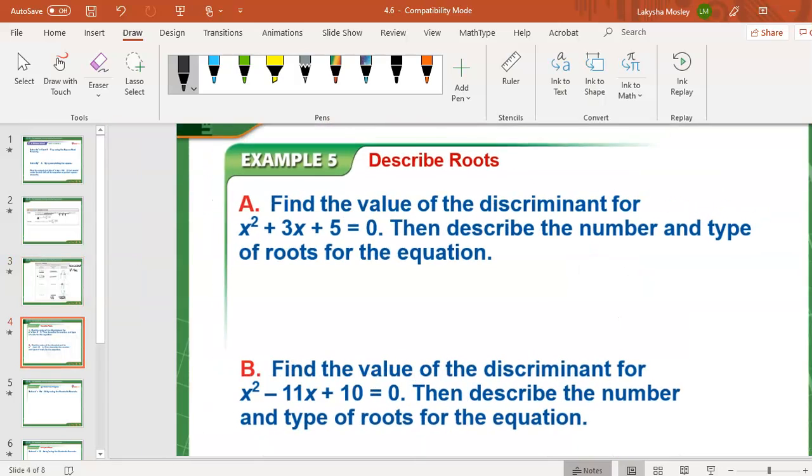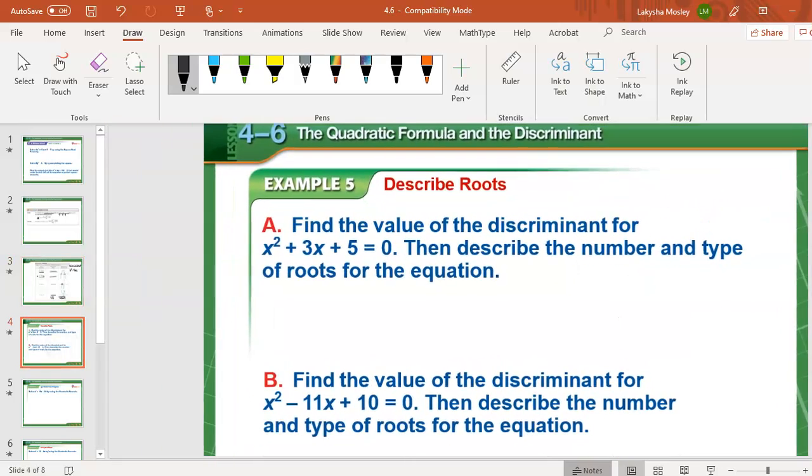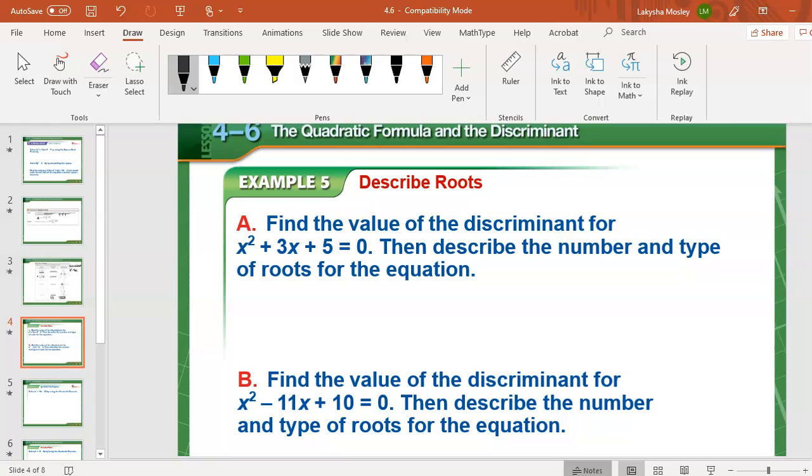All right, so on this one it says, describe the roots. So describe the solutions. Find the value of the discriminant. So as soon as I read that, I'm going to write my formula right here. So I have b squared minus 4ac. That's the formula for the discriminant. And they give us an equation. And then describe the number and the type of roots for the equation. So I'm going to write it again here.